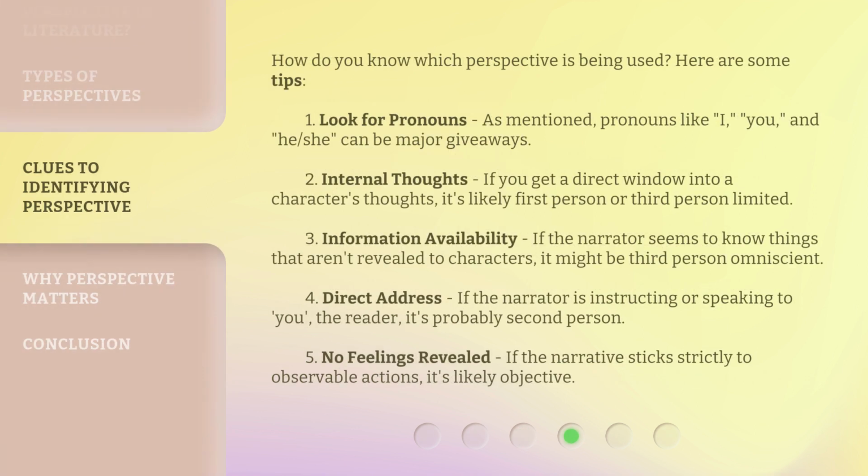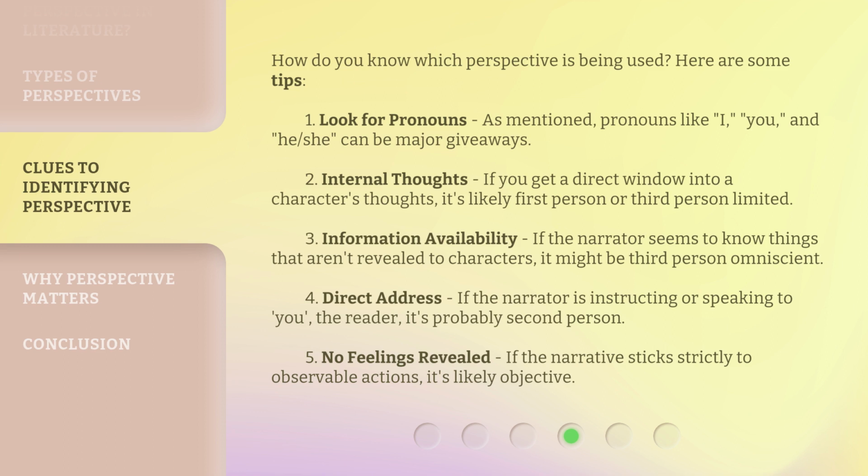How do you know which perspective is being used? Here are some tips. 1. Look for pronouns. As mentioned, pronouns like I, you, and he, she can be major giveaways. 2. Internal thoughts. If you get a direct window into a character's thoughts, it's likely first person or third person limited.